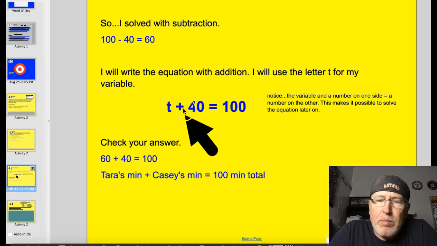In other words, you don't want 60 plus 40 equals t. You want the variable with the operation. The operation means multiplication, division, addition, or subtraction. So, of course, you can check your answer to make sure it works right.